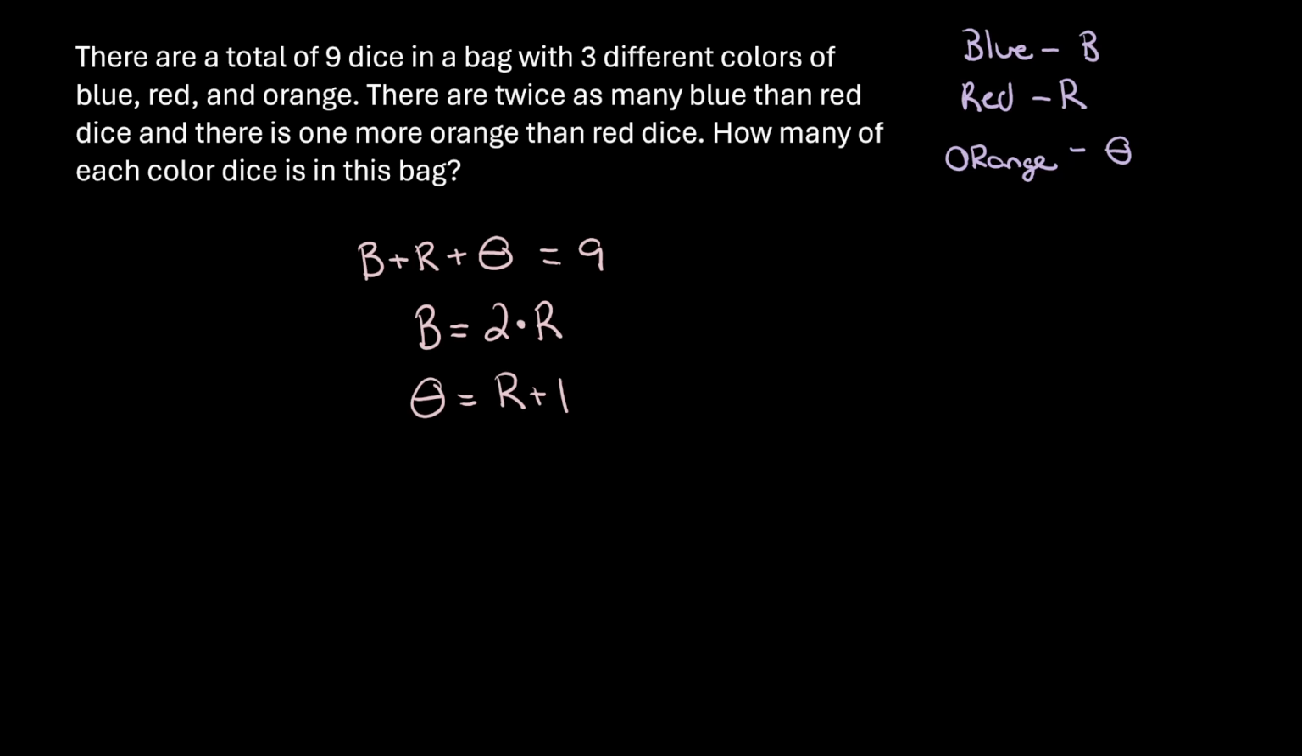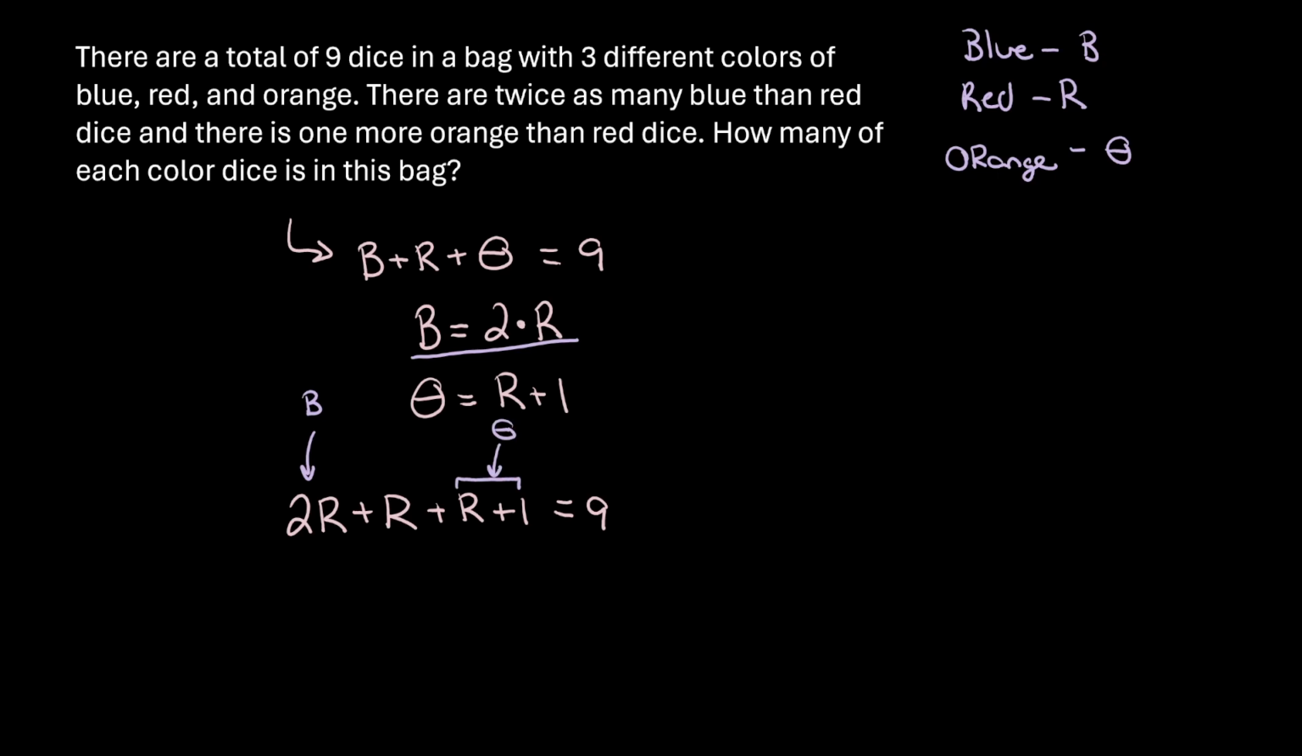Now, if the adding method is not as easy, you can end up substituting these things in for B and theta in order to get everything in terms of R. So let's do just that. We know B is equal to 2R, so let's plug that in for the first equation. So we're going to do 2 times R plus R, where we'll keep track that this is just the same thing as saying B. And now we know theta is R plus 1, so let's plug that in for theta as well. R plus 1 is equal to 9, where this is the same thing as saying theta, or orange dice.